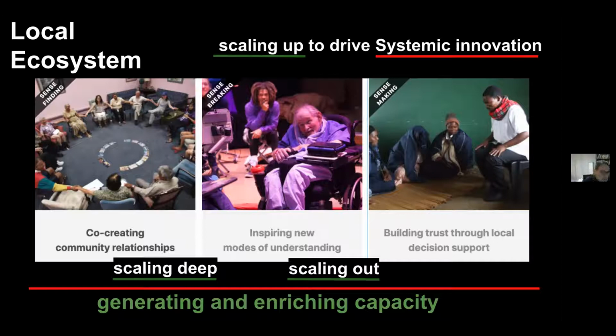The left is scaling deeper, and then scaling out is a bit more like how do we create different ways of communication, which is the middle one. So people with disability. Okay. Then the right one is the forum theatre play, which might be to scale up. So on the right would be that, okay, how can you take the learning from that and scale it up to people higher up in power?